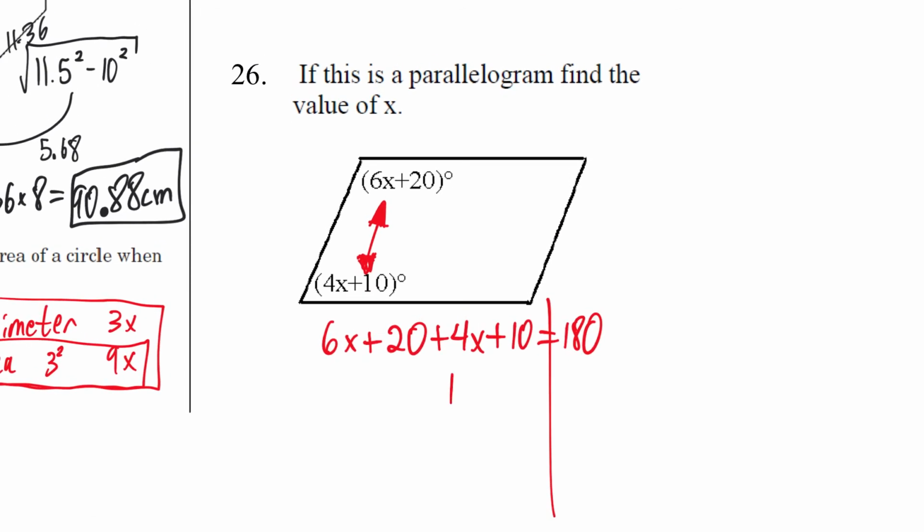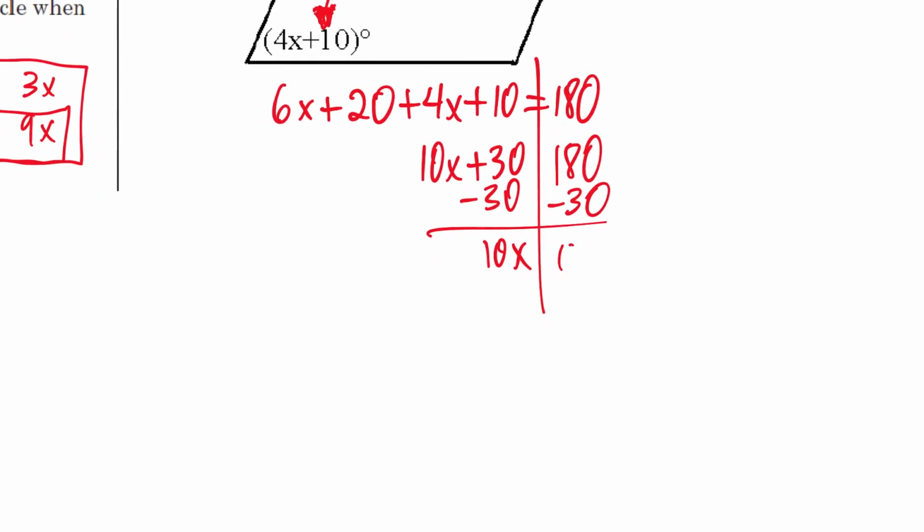Okay, on this one, when you combine like terms, you get 10x plus 30 equals 180. You subtract 30. 10x equals 150, divided by 10. And x equals 15.